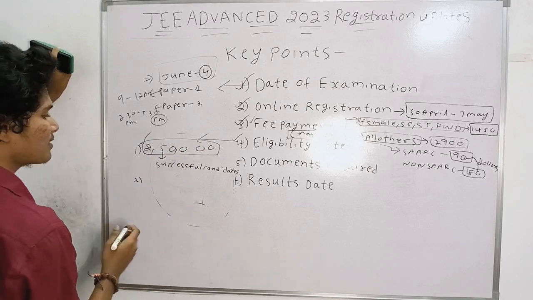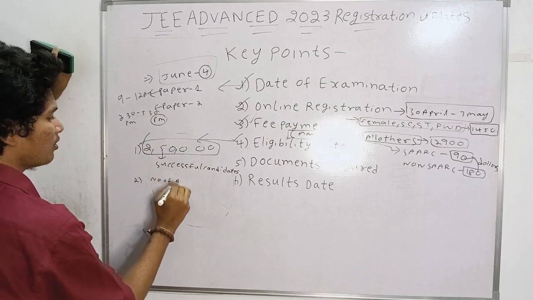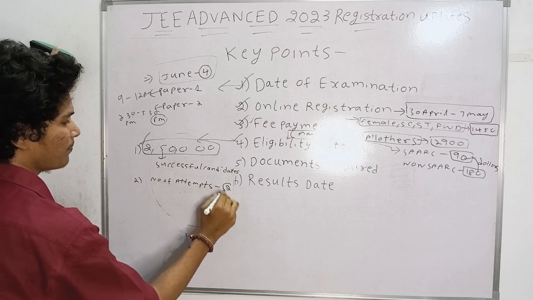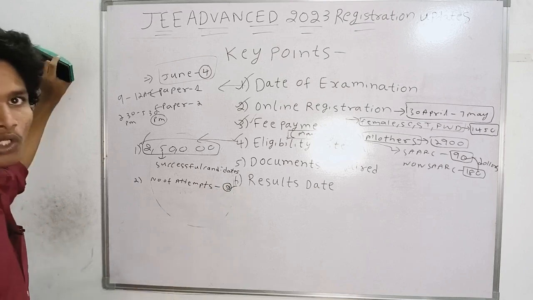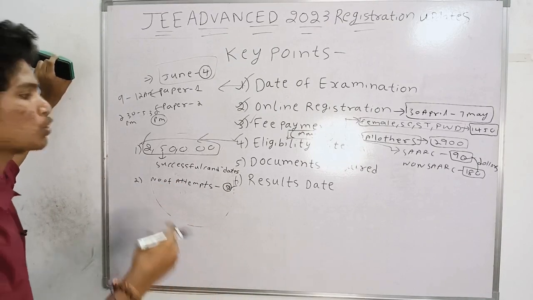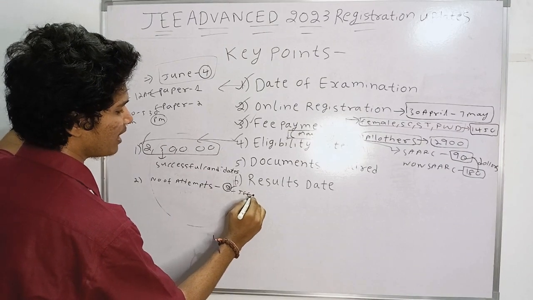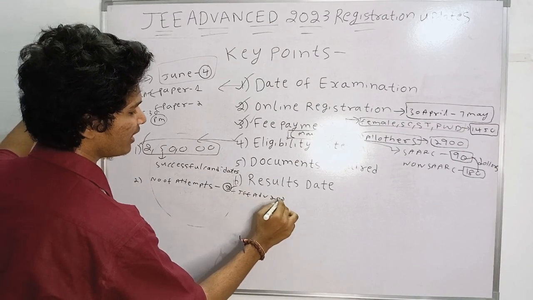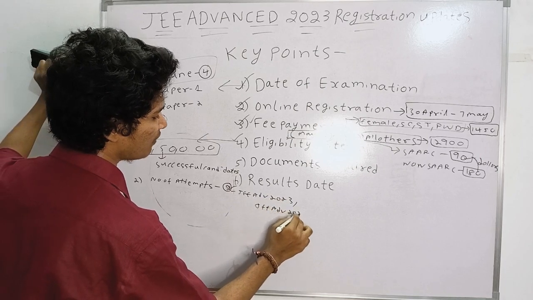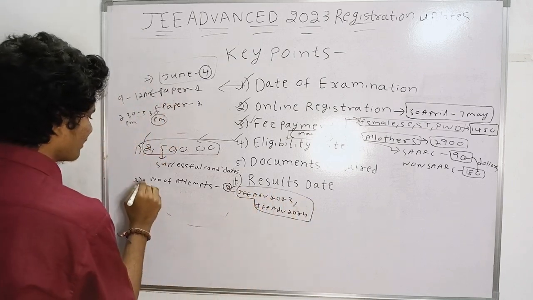And the second point is the number of attempts. How many times can you attempt JEE Advanced? That is 2 times only. Suppose you are a beginner, that is you are writing JEE Advanced for the first time now. So you have 2 attempts. That is, one attempt is JEE Advanced 2023, another attempt is JEE Advanced 2024. These 2 times you are going to write, and this is the first case.